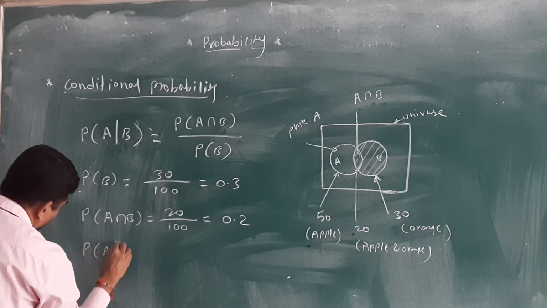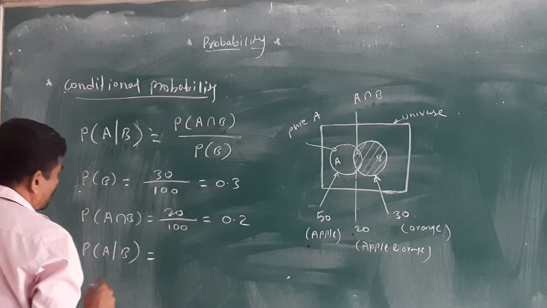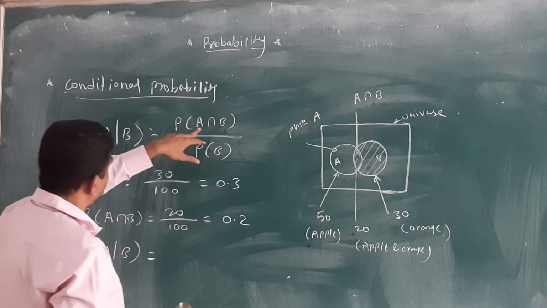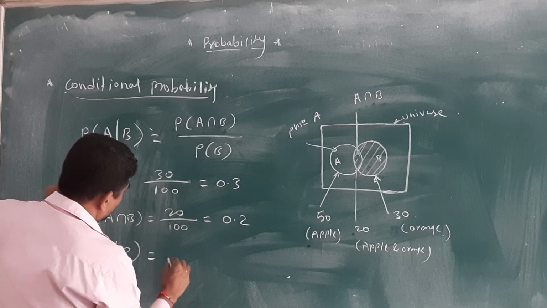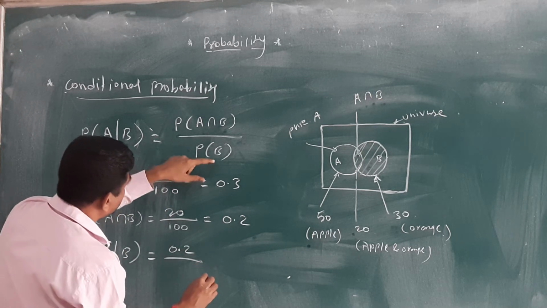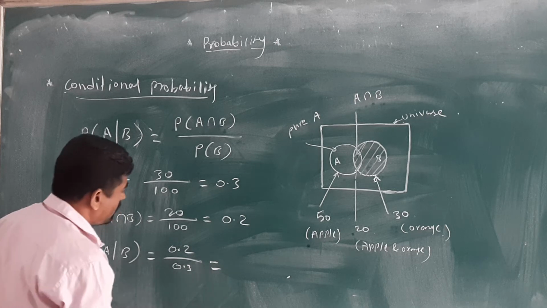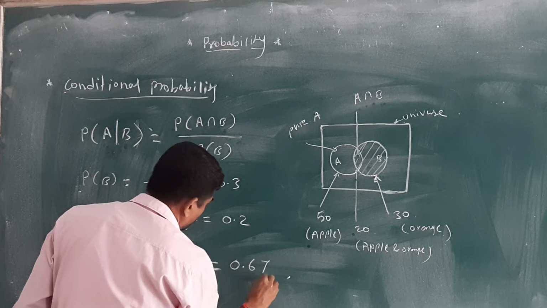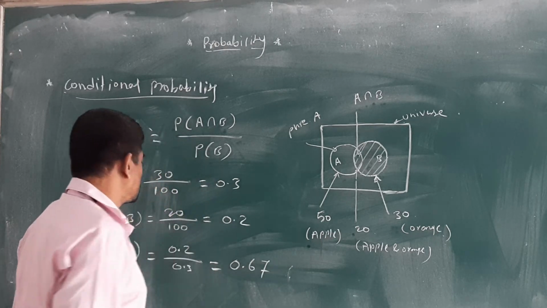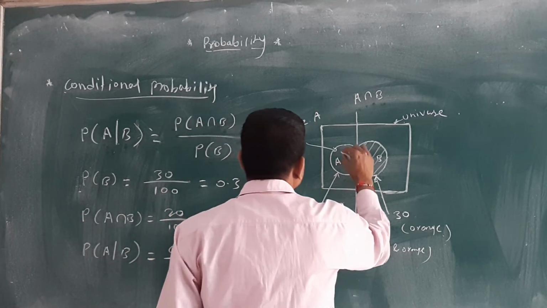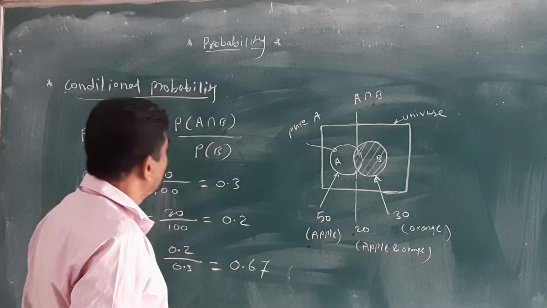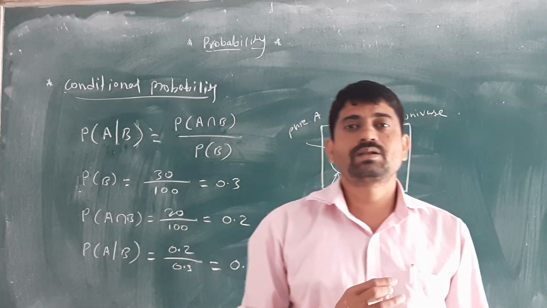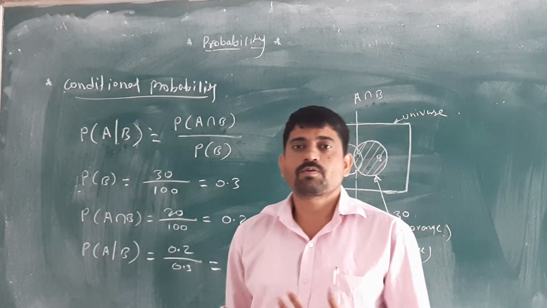Then how do we calculate the probability of A given that B has already occurred? We know the formula: the probability of A and B, which we calculated as 0.2, divided by the probability of B, 0.3. You can calculate it and you will get 0.67. With this value, we get the probability of A as 0.67. Are all of you getting how to calculate the joint probability and conditional probability?